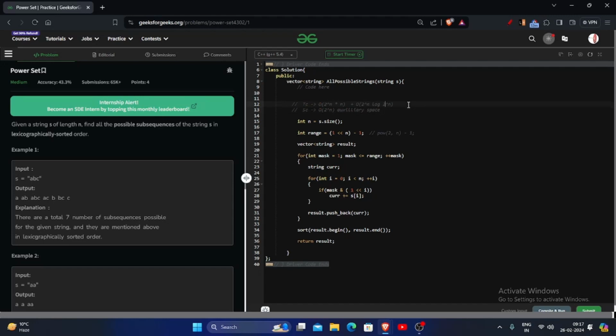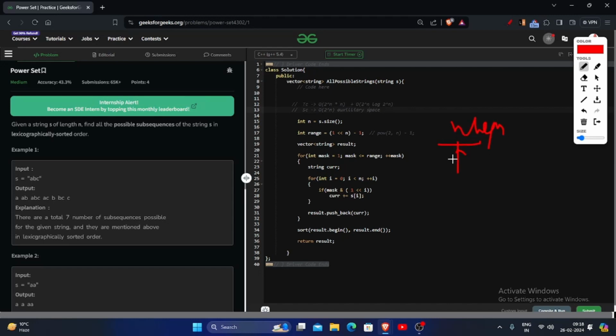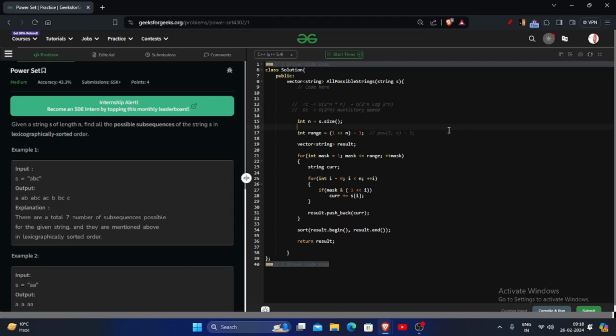So these are the time and space. Let me check once that I didn't make anything wrong. 2 raised to the power n cross n plus for sorting, because we have 2 raised to the power n elements in our result also. So log n. Space complexity would be this. Don't be confused by this. You know what is n log n. Here we don't have n. Here we have 2 raised to the power n subsequences. So that's why 2 raised to the power n log 2 raised to the power n. This is the space and time complexity. Only two things are there: this mask, and how we are checking whether the particular bit is set in that mask or not.